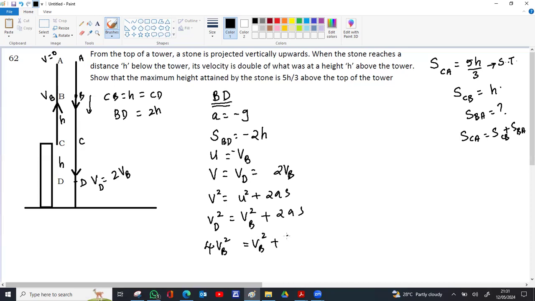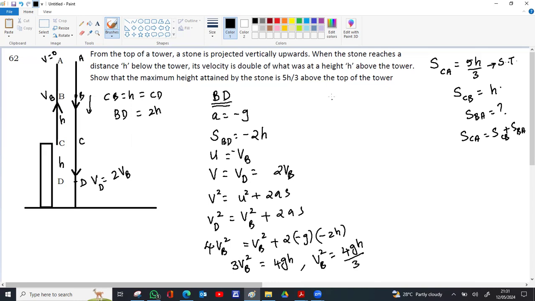So 4 Vb square equals Vb square plus 2 into minus g, into the displacement s between B and D, which is minus 2h, downward. Now this will go to the left side: 4Vb square minus Vb square is 3Vb square, equal to 2 into 2, that is 4, minus times minus is plus, 4gh. From that you can find Vb square as 4gh by 3.